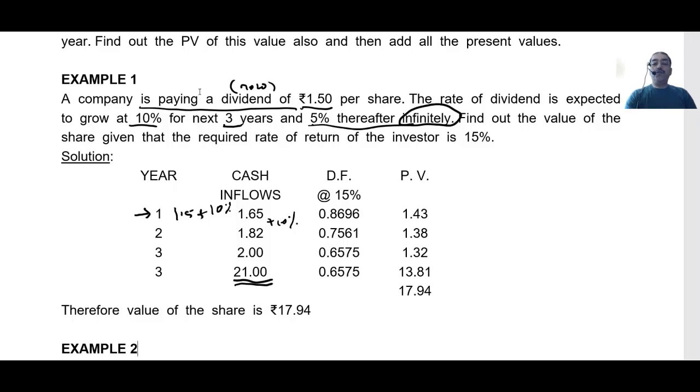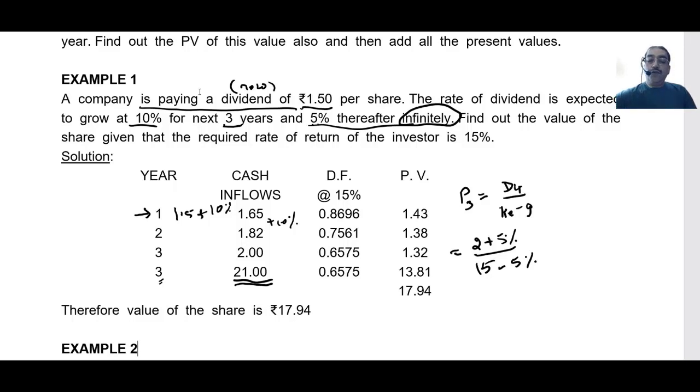So how did I get this 21 rupees? 21 rupees is calculated by taking P3, the price at the end of third year. So P3 is equal to D4 upon KE minus G. Now D4 is equal to what? It is 2 plus 5%, because growth in the fourth year is going to be 5%. So 2 plus 5% divided by KE, which is 15% minus 5%.